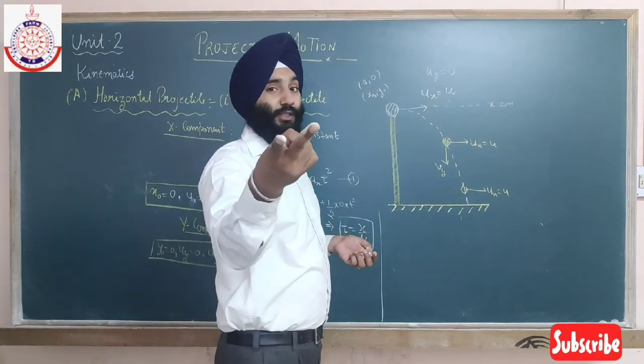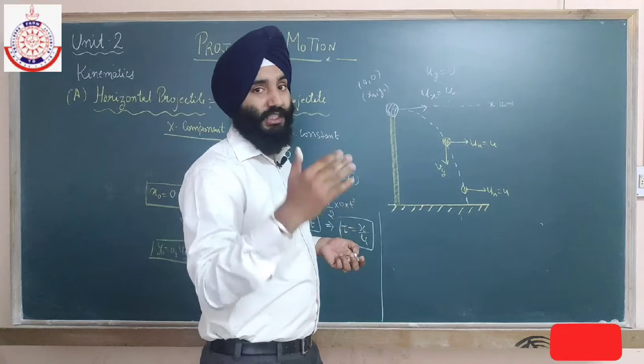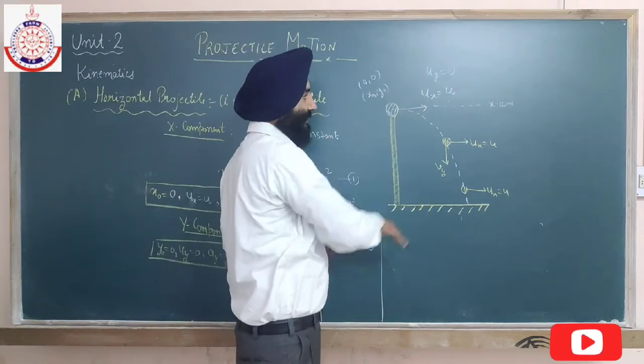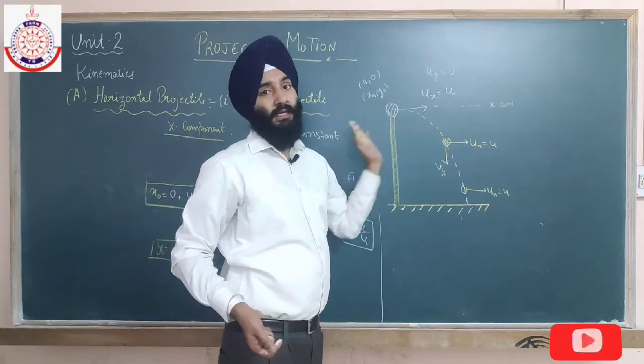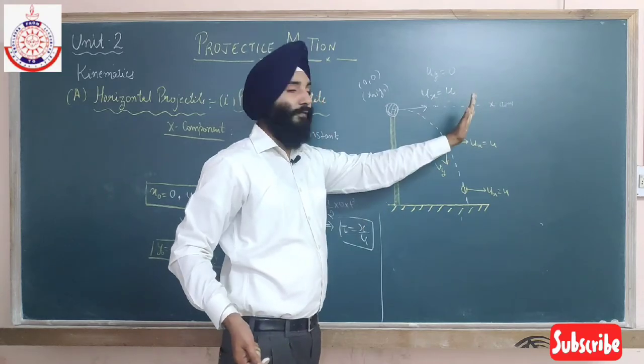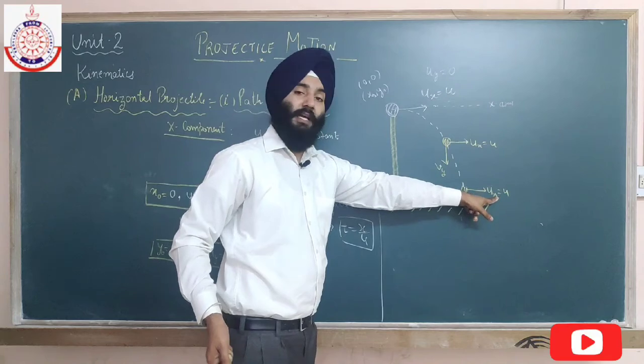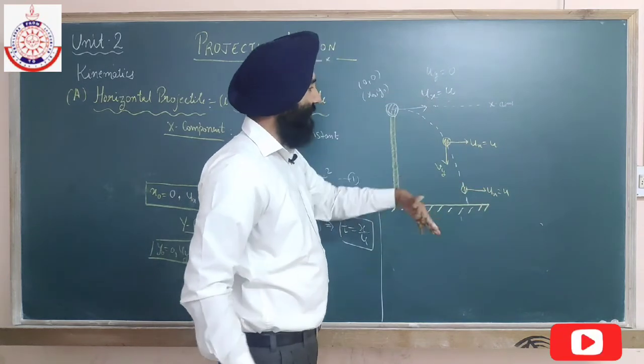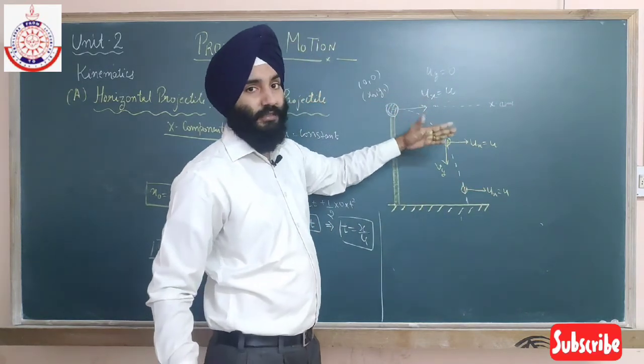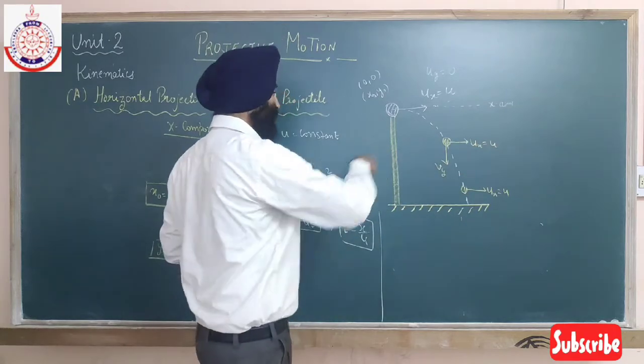It is because of the action of gravity. It means velocity changes along the y-axis but remains constant along the x-axis. So along the x-axis, velocity is constant. Here it is u. At any point, velocity along the x-axis is u. But along the y-axis, initial velocity is 0, then it is increasing, because under the effect of gravity.